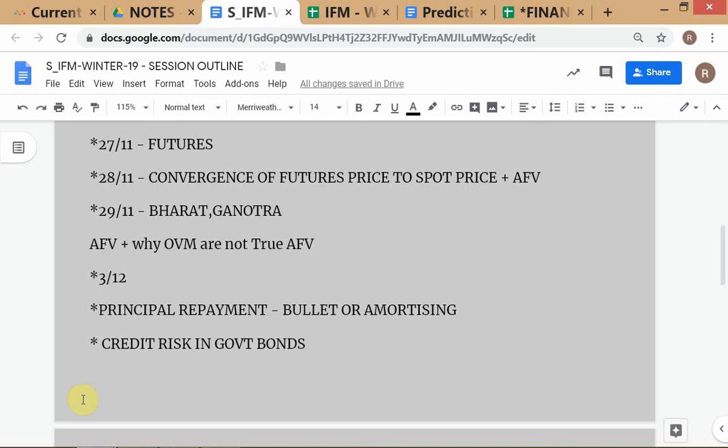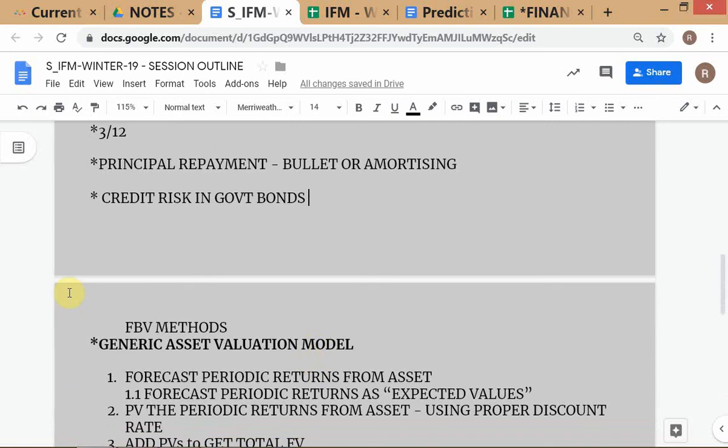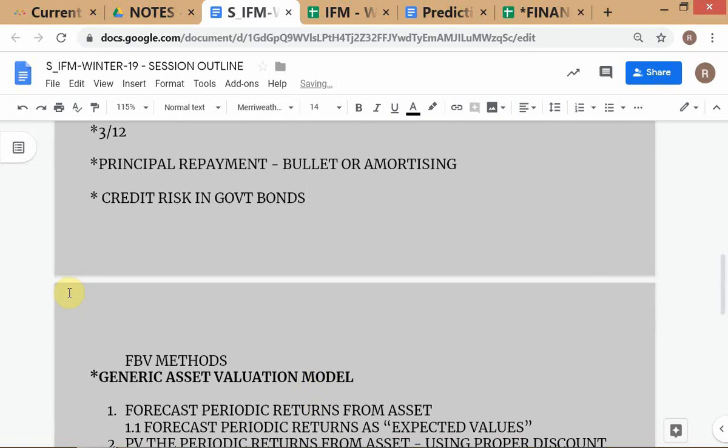Is everyone following the discussion here? Right? So credit risk in government bonds. So the general expression that we may write, the general thing is, you understand what is a fiat currency regime? So in India we have a fiat. You understand what a fiat is?